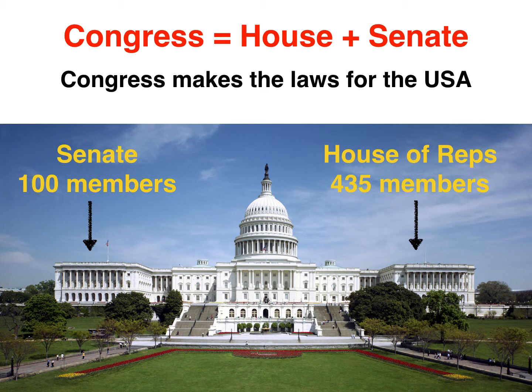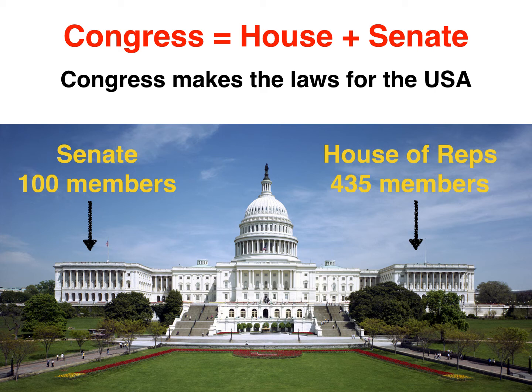So the way we divide up our Congress, remember it's two houses. And if you look at the Capitol building on the screen right here, you can see that this is a very symmetrical building. And on each side is a huge building where our Congress meets. So on one side, you'll see the Senate. The Senate is 100 members. They meet on that side of the Congress. They have their own building.